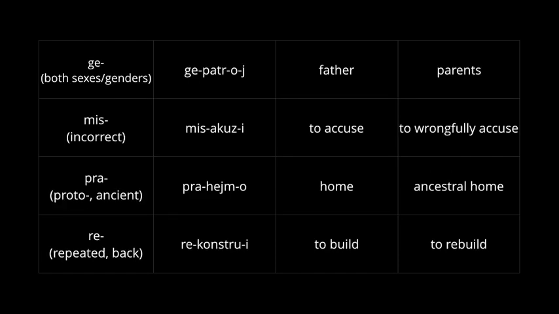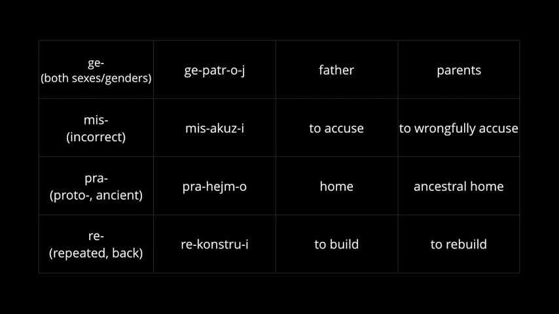Ge is used on a root to make it apply to both sexes or both genders. So you can take gepatroj, parents. Now you may be asking yourself, well, wait a minute. If patro is father, why did I get to pick that for parents? Well, naturally you will think, okay, a lot of languages default to masculines, but more on that in the next video. We have a lot to say about Esperanto in this regard.